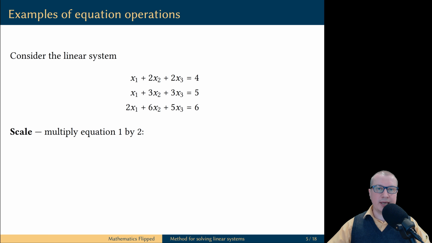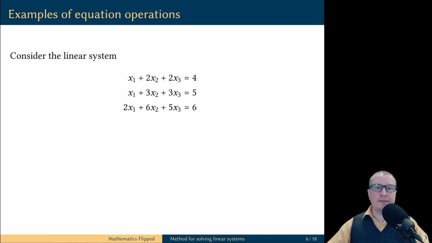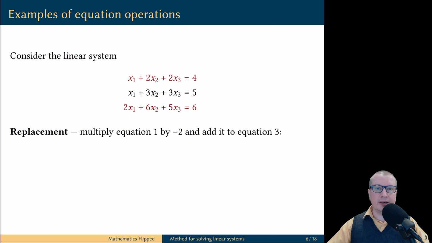Next, let's look at the scale operation. For example, we can take equation number 1 and multiply it by 2. This is the only equation in the system that will change as a result. Finally, let's look at the replacement operation. For example, we can take equation number 1, multiply it by -2, and add the result to equation number 3.